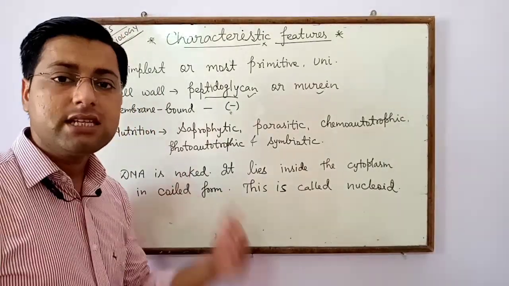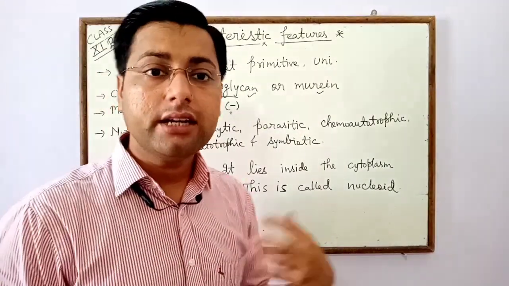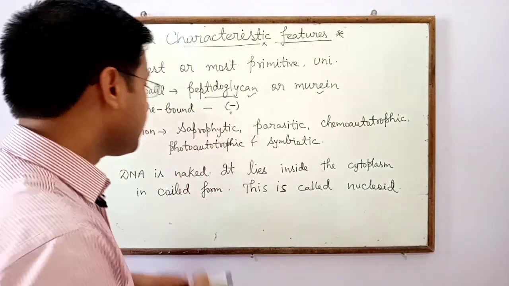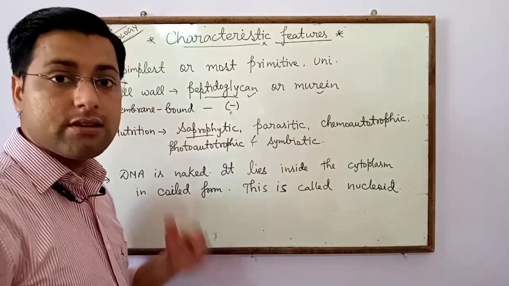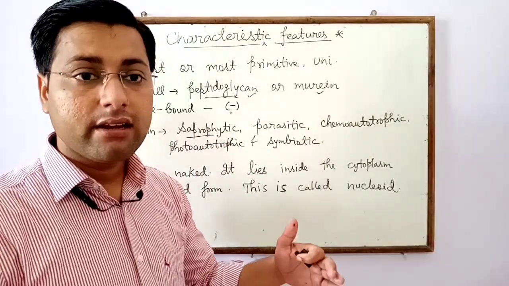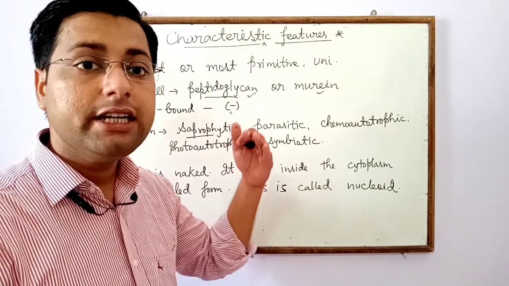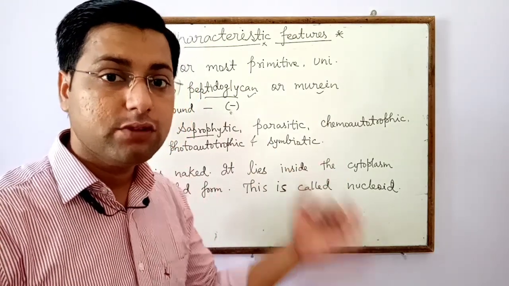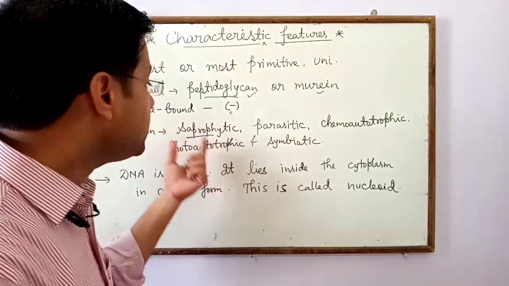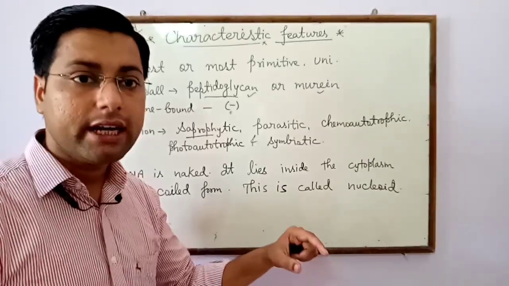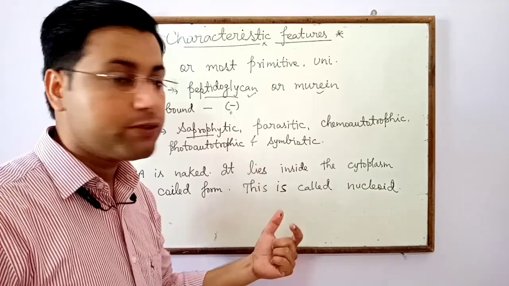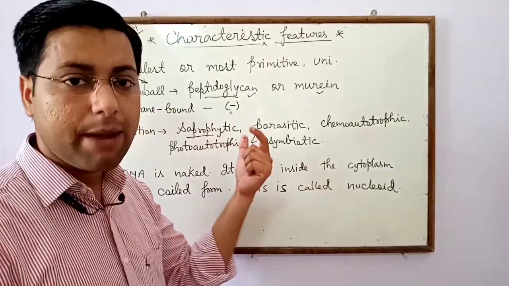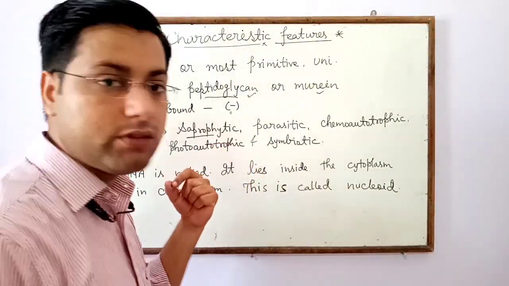Next, various types of nutrition occur in Monerans, that is especially saprophytic. Saprophytic means they depend on dead and decaying organic matter for their food material. So organisms which depend on dead and decaying organic matter are called saprophytes, and their mode of nutrition is called saprotrophic or saprophytic mode of nutrition.